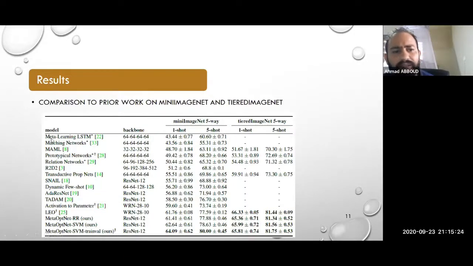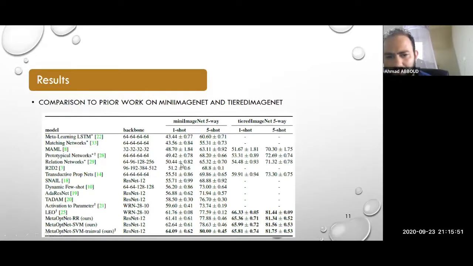You can see that meta-learning LSTM with a backbone of 64-64-64-64 is above the other models, with one shot and five shots. So miniImageNet 5-shot here, miniImageNet 1-shot, and tieredImageNet with 1 shot and 5 shots, and these are the models they use to compare.